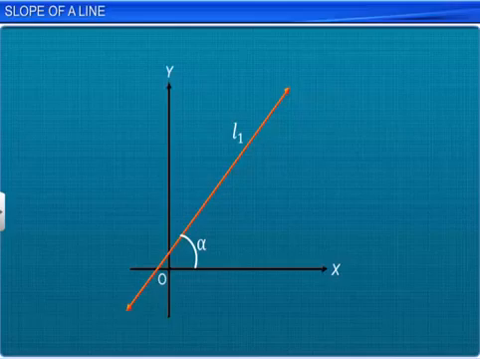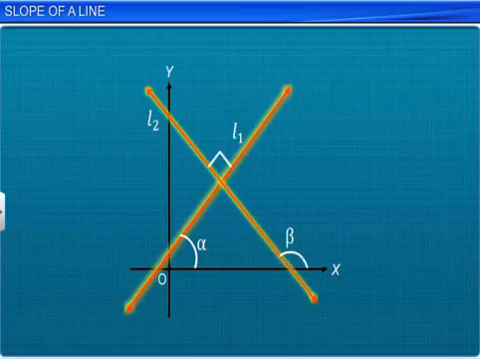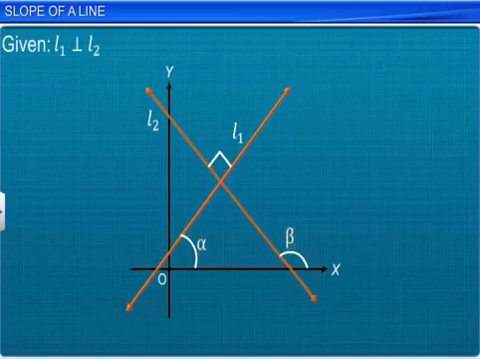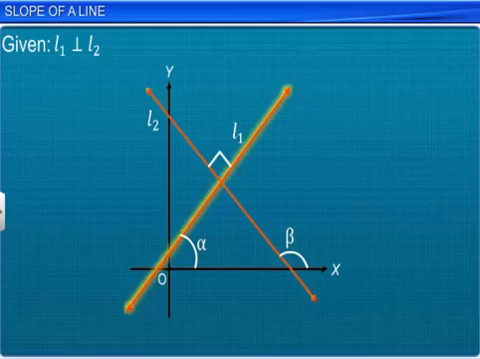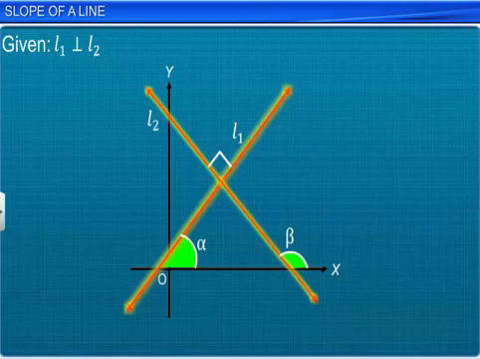Now, let us find the relationship between the slopes of perpendicular lines. Here are two perpendicular lines, L1 and L2, having inclination alpha and beta respectively. Since line L1 is perpendicular to line L2, and line L1 makes an angle alpha with the x-axis, angle beta is equal to angle alpha plus 90 degrees.